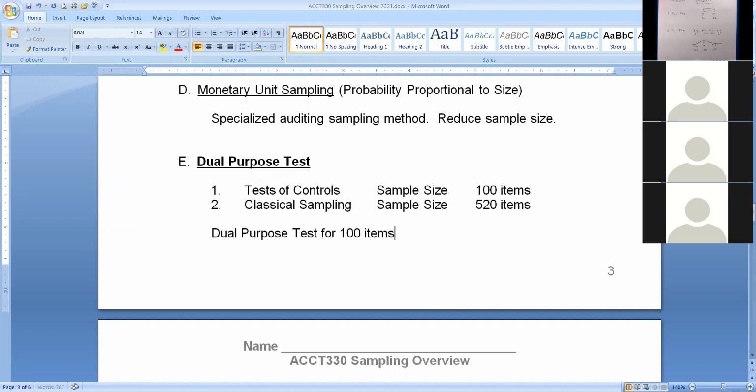The 100 items would be considered dual purpose. They go toward both of them. And then the classical sampling only would be for 420 items.